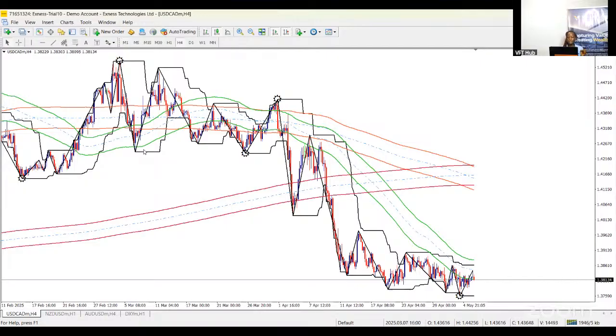So I'm looking at USD CAD now, which is the third asset class I'm going to be looking at before we go into our analysis on indices. And I'm starting from the H4 time frame as well.